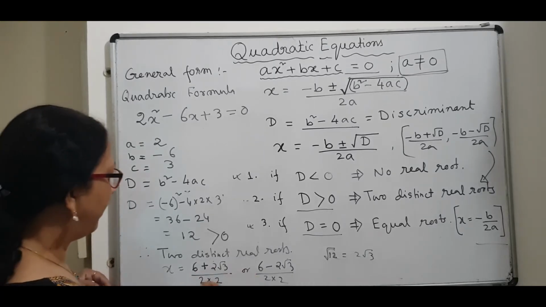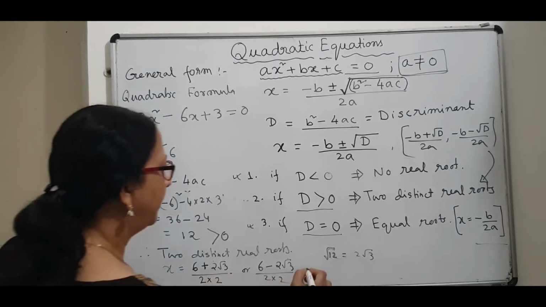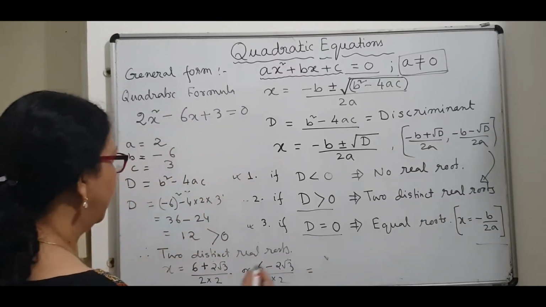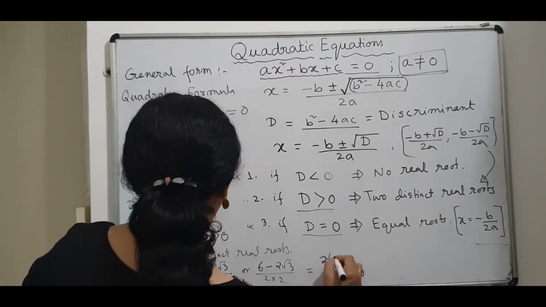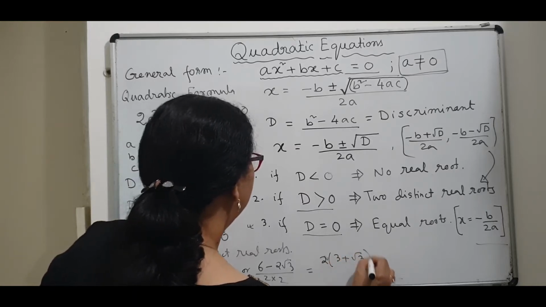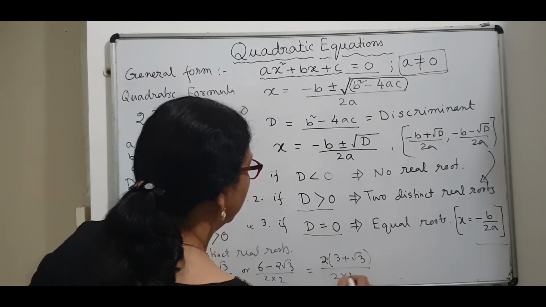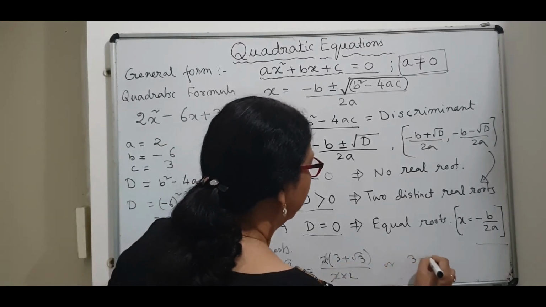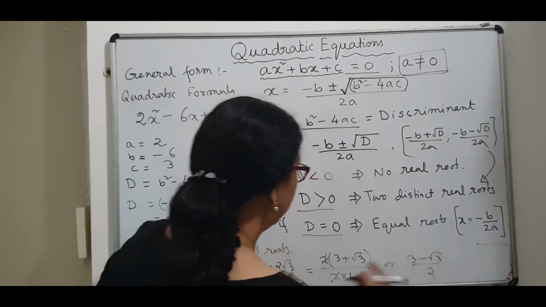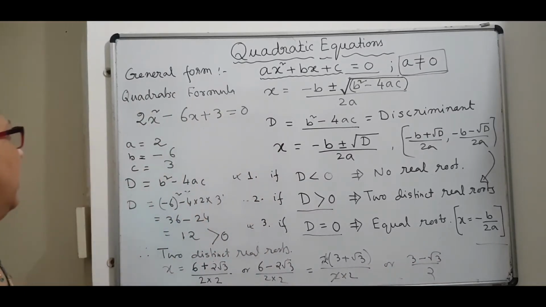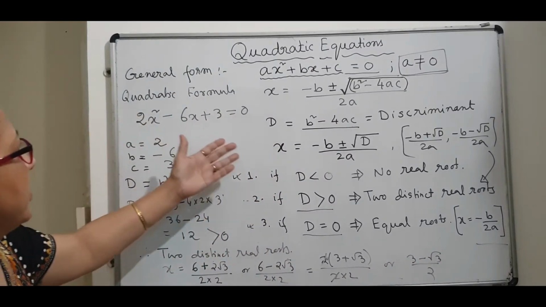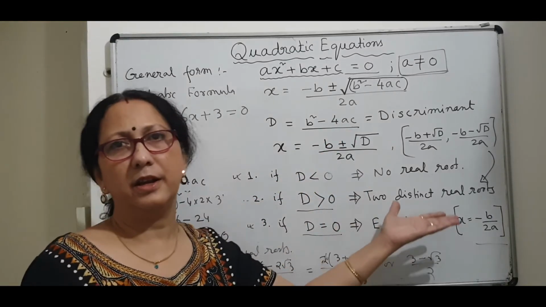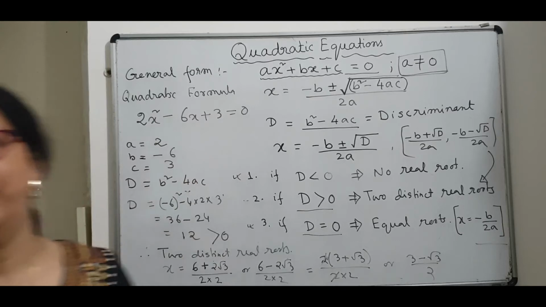So by simplifying, I can take 2 common. When I take 2 common, (3 plus root 3) by 2 into 2, so the 2 gets cancelled. So 3 plus root 3 by 2, and the other will be 3 minus root 3 by 2. So these are the 2 distinct roots. This is the importance of the value of the discriminant, where by checking this condition we can tell about the nature of roots.